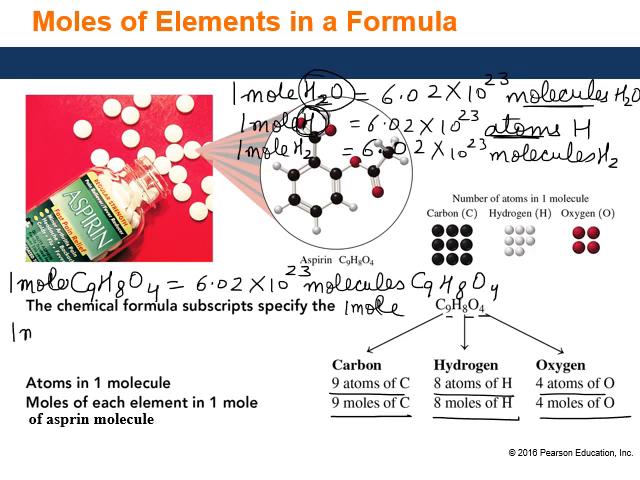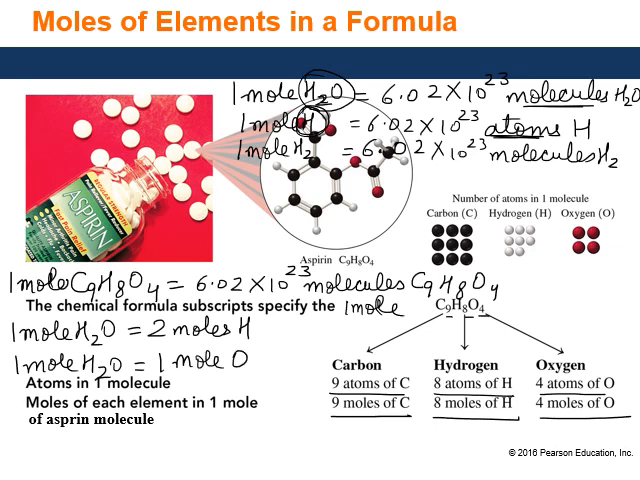So if I have 1 mole of H2O, how many hydrogen do I have there? I have 2 moles of hydrogen here. This subscript is basically telling you how many atoms are present in one molecule, or how many moles are present in 1 mole. If I have 1 mole of H2O, how many moles of oxygen do I have? 1 mole of oxygen. If a number is written as a subscript, that is your number of moles of that. If no number is written, that simply means it's a 1.